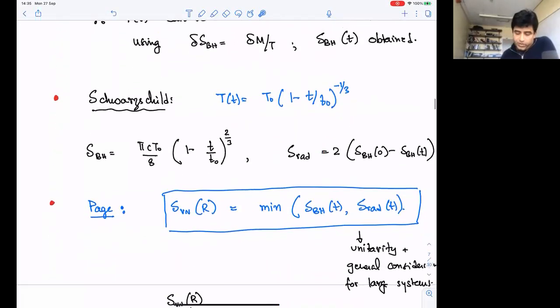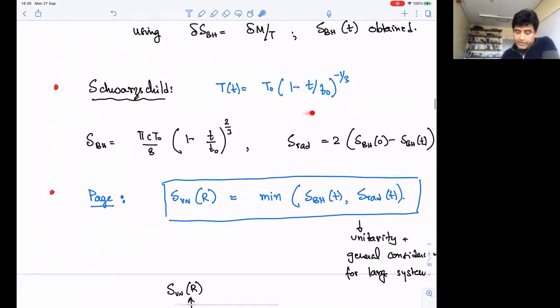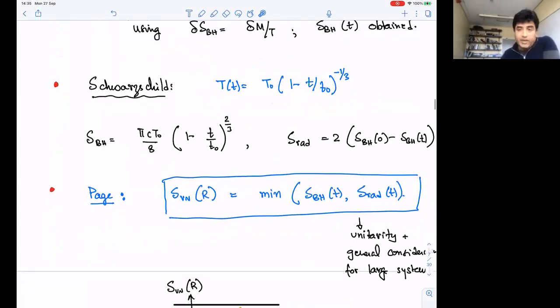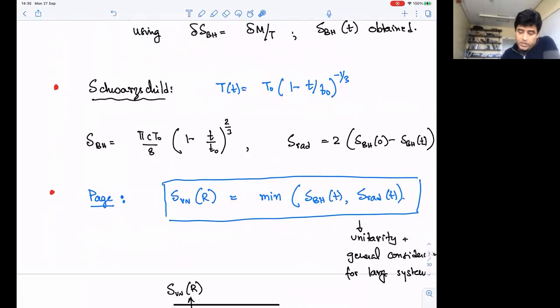So for Schwarzschild, when you solve the differential equation, you discover the temperature of the black hole... If you look at this formula, it tells us the temperature of the black hole decreases as a function of time. In fact, at time t equals t zero, this quantity diverges. So that is the evaporation time. So the Schwarzschild black hole evaporates at some finite time when the temperature becomes very large. In principle, diverging, but we should be careful because the semi-classical picture does not apply all the way towards the end of evaporation.